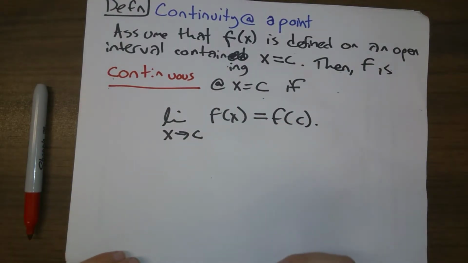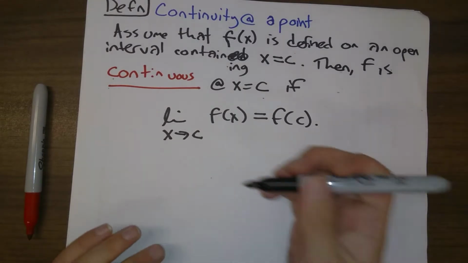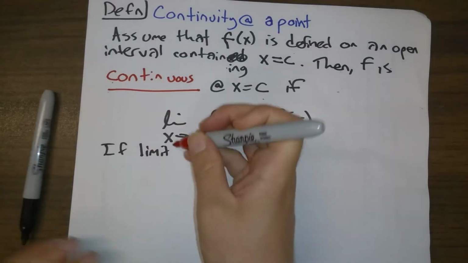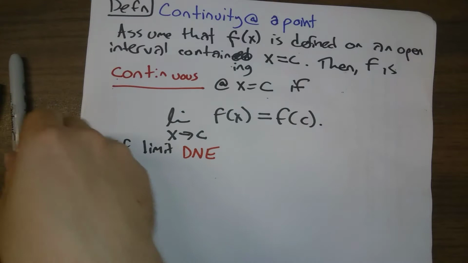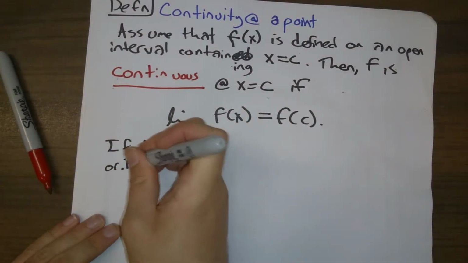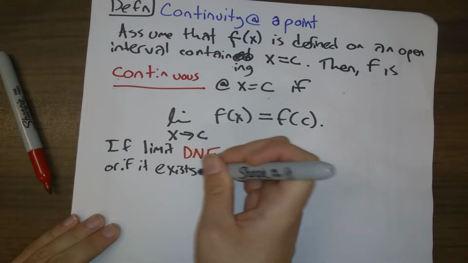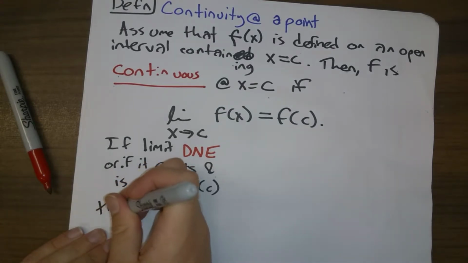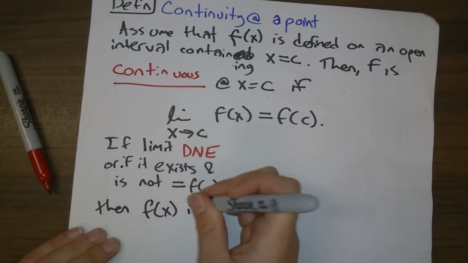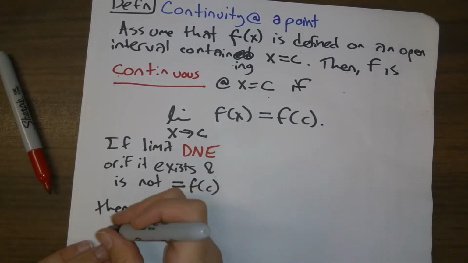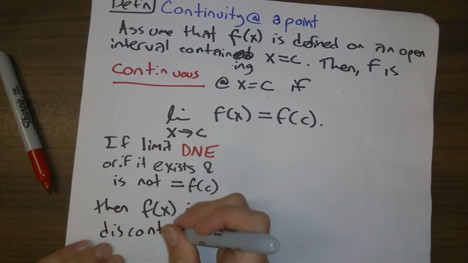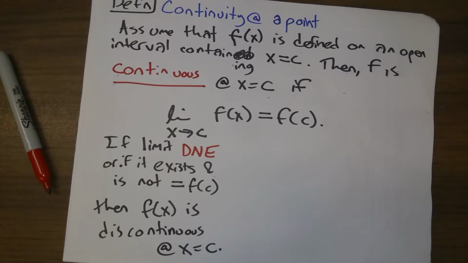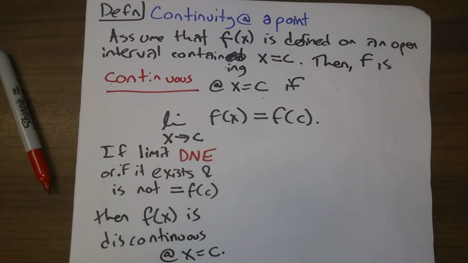And so we have a definition, we think about negating it. So if the limit does not exist, or if it exists and is not equal to f of c, then we say f of x is discontinuous at x equals c. So this is our definition. We'll do things with it in just a moment.